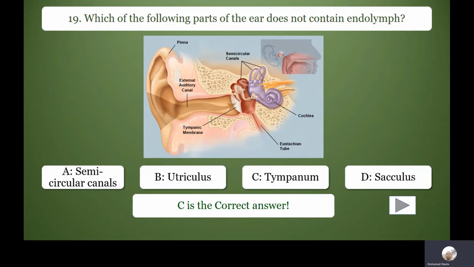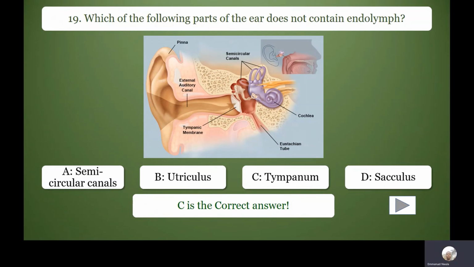Which of the following parts of the ear does not contain endolymph? That's the eardrum, tympanum. The other parts, the sacculus, the cochlea, the utricle, the semicircular canals, they contain endolymph. Endolymph is a fluid, a liquid in the inner ear.